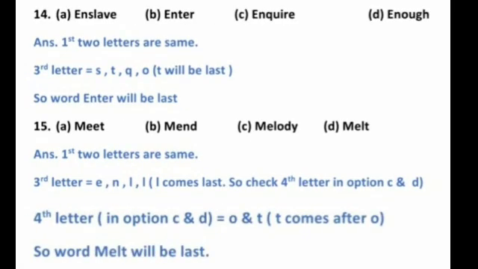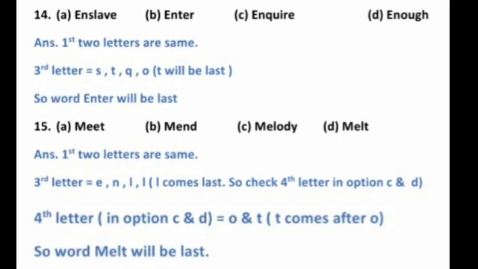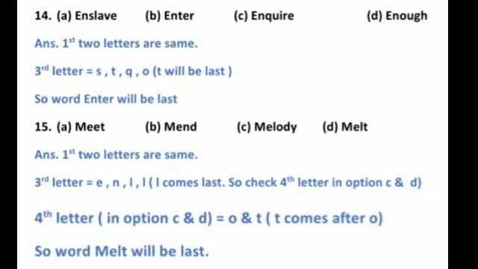Now going to question number 14. Here again the 4 words are given. Here in all words the first 2 letters are the same. Then the third letter is given S, T, Q, O. So as we know that T will be the last, so word inter will be the last.